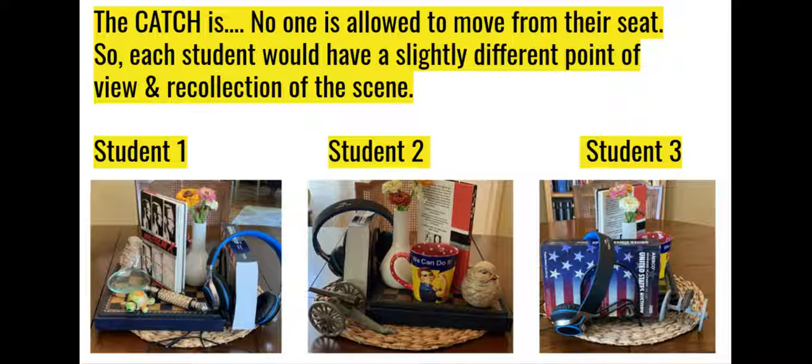So each student in the classroom, depending on where they're sitting, is going to have a slightly different point of view looking at those objects. And they're going to have a slightly different recollection and memory of the objects that they see in the center of the classroom. You can see here students 1, 2, and 3, and how each of them has a different way of looking at that same cluster of objects.